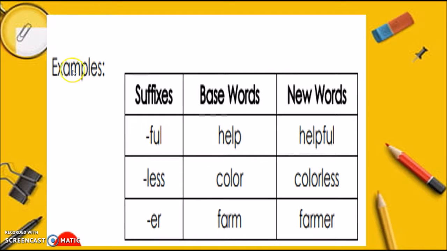Alright. These examples are suffixes. Suffixes are letters or syllables added at the end of the word or at the end of the base word. So, dito natin dadagdagan sa hulihan ng ating base word. Kapag ang ating suffix na ful ay idinagdag sa help, magiging helpful. Pag si less idinagdag natin sa color, it will become colorless. At kapag yung er dinagdag natin sa farm, magiging farmer. Okay, clear?